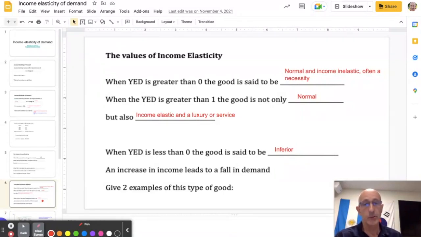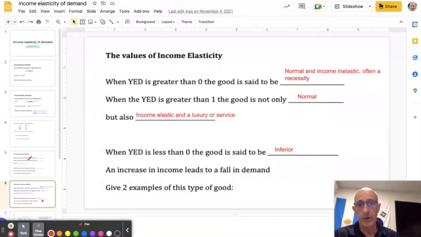In the calculation we did, the answer was 2.5, so it's a bigger number for YED. The good is still normal. A normal good is defined as one where if your income goes up, the demand goes up. That's the definition of a normal good. So here, not only is the good normal, but we might also regard it as income elastic, like a luxury or even a service type product. We buy a lot more of it when our income goes up. For every 1% increase in income, there was a 2.5% increase in the demand.